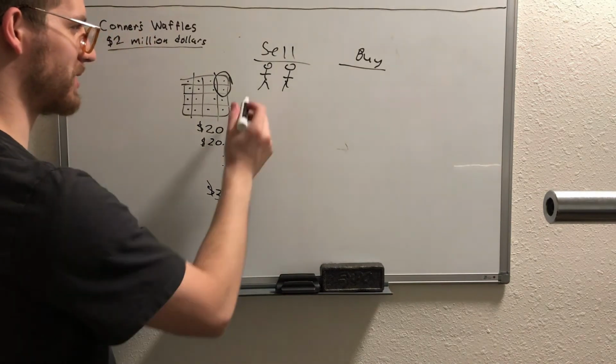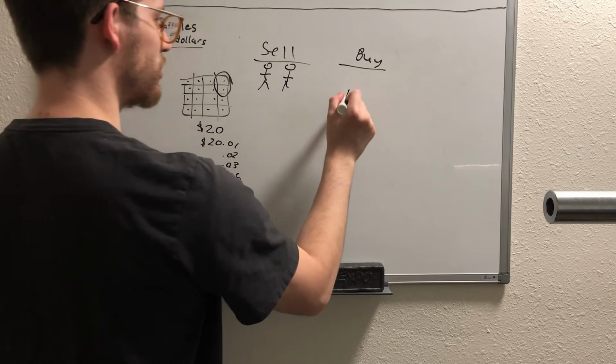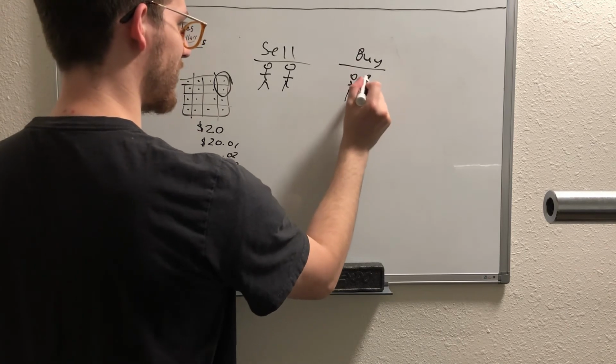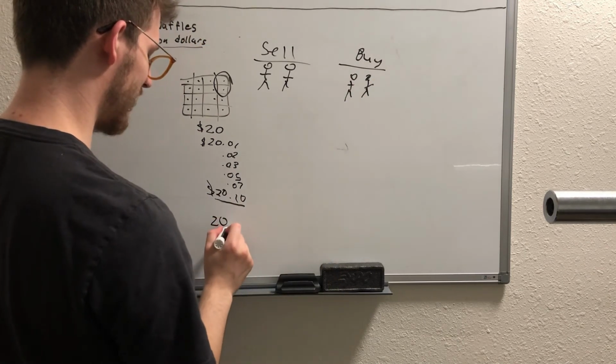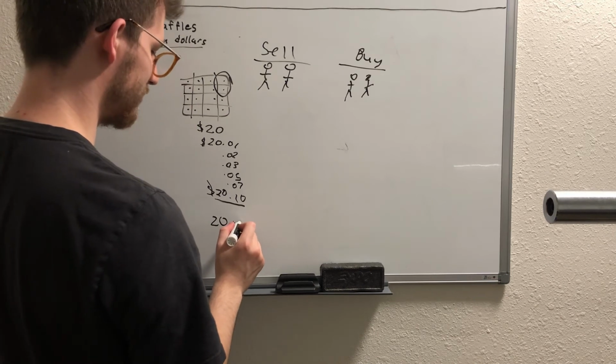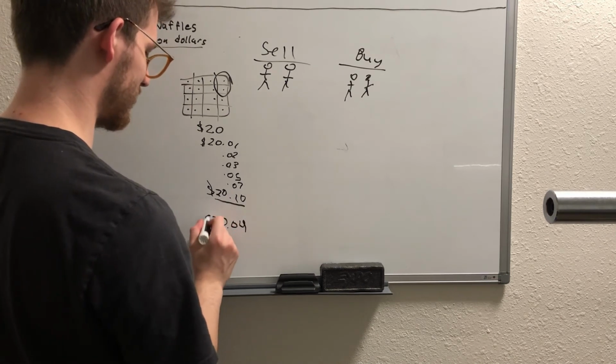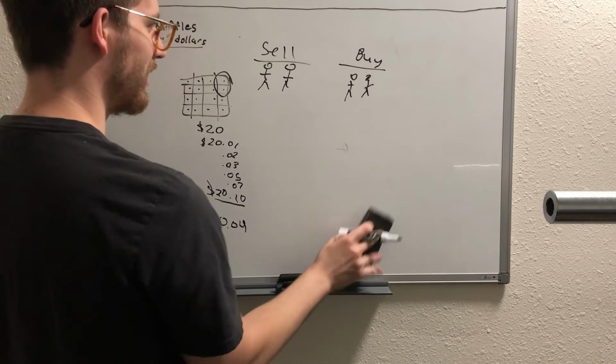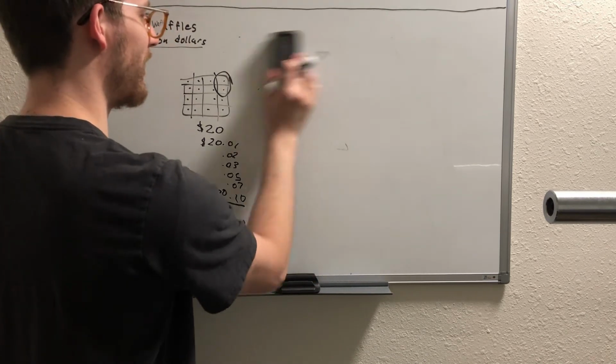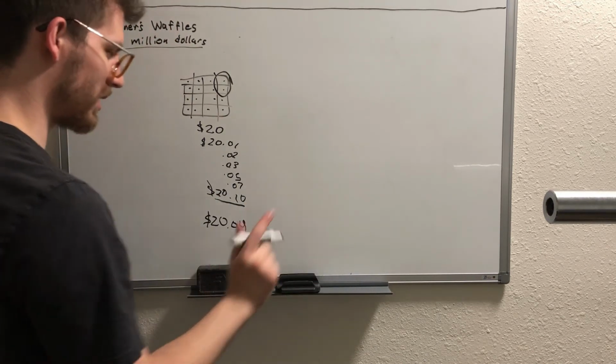So then what happens, maybe since there's 2 sellers, is in order to get 2 buyers, the price might have to go down to, I don't know, let's just say $20.04. And then we get 2 buyers. And then the sellers sell to the buyers, and it cancels out again. So now it's at 20.04.